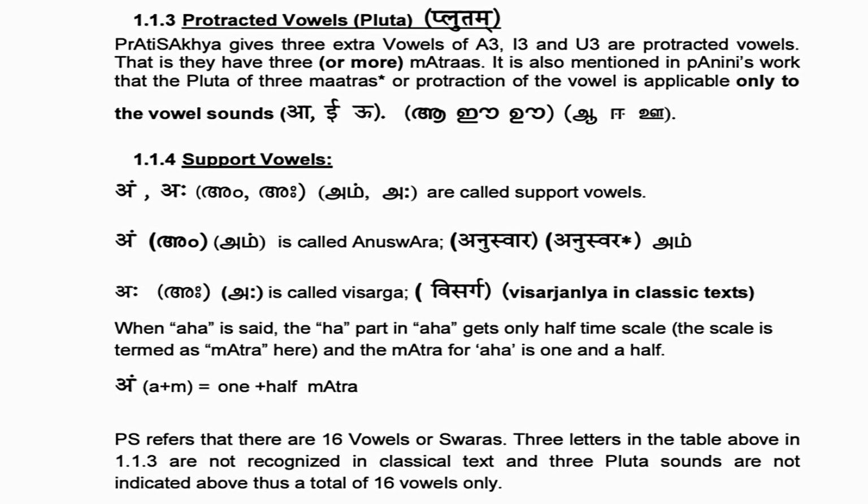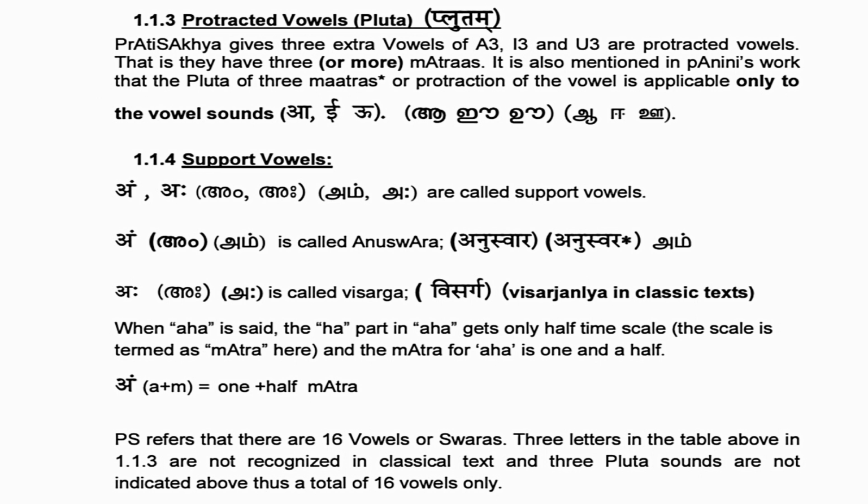So, if you read Pratishakhyam, they will just say a with a 3, i with a 3 and u with a 3. That means the pluta extension of a letter can be for 3 or more matras. There could be 4 matras also, not just 3, right? Now, let me stress again, the pluta extension of a vowel sound is applicable to only a, i and u for a matra time of 3 or more.